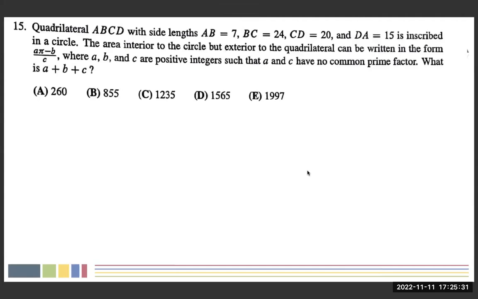Okay, this is problem 15 of the AMC 10A. Quadrilateral ABCD with side lengths AB equals 7, BC equals 24, CD equals 20, and DA equals 15 are inscribed in a circle. The area interior to the circle but exterior to the quadrilateral can be written in the form A pi minus B over C, where A, B, and C are positive integers such that A and C have no common prime factor. What is A plus B plus C? A, 260, B, 855, C, 1235, D, 1565, E, 1997.